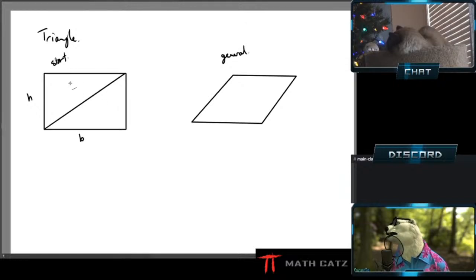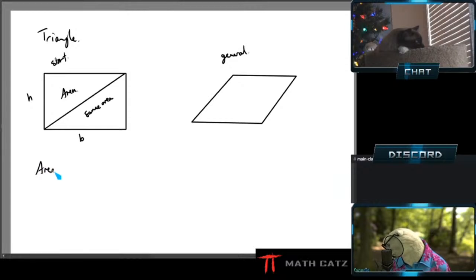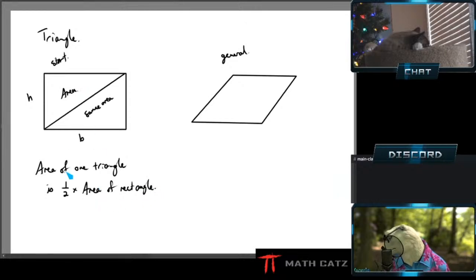Now, in the case of a rectangle, these triangles are going to be exactly the same. Whatever this area is, this is going to be the same area. Same area. So the area of one triangle is going to be 1/2 times the area of the rectangle, because they're the same.